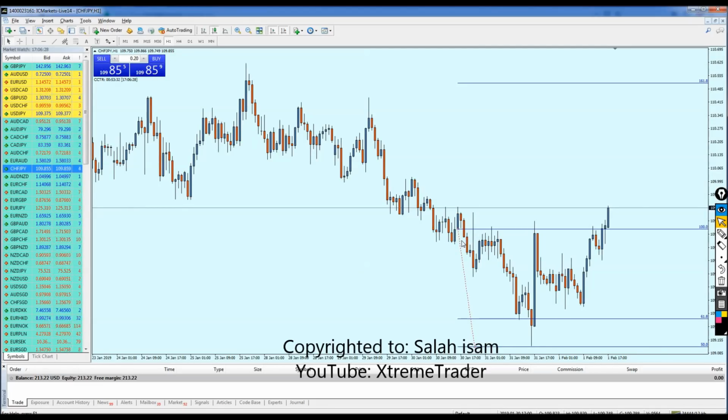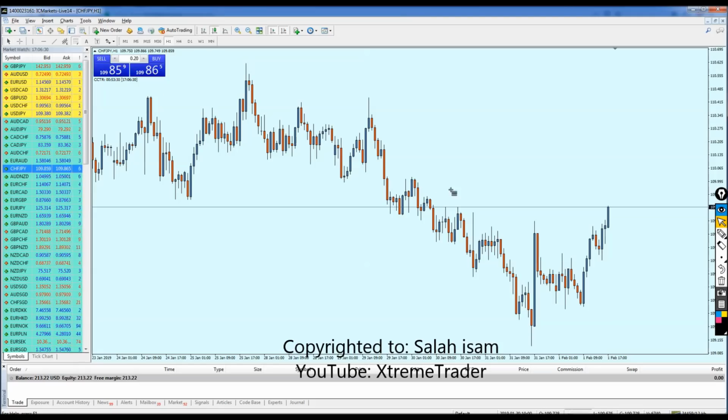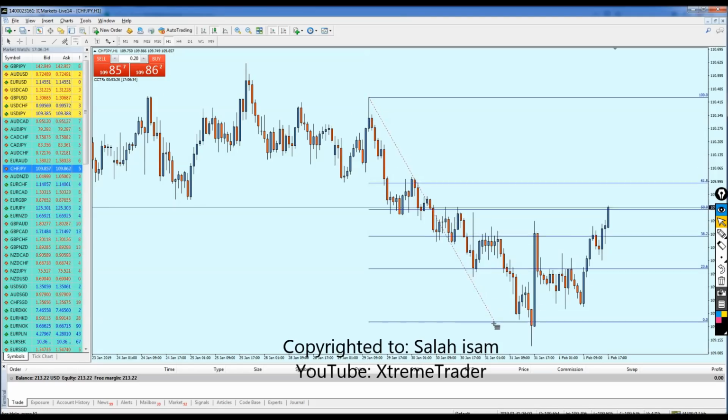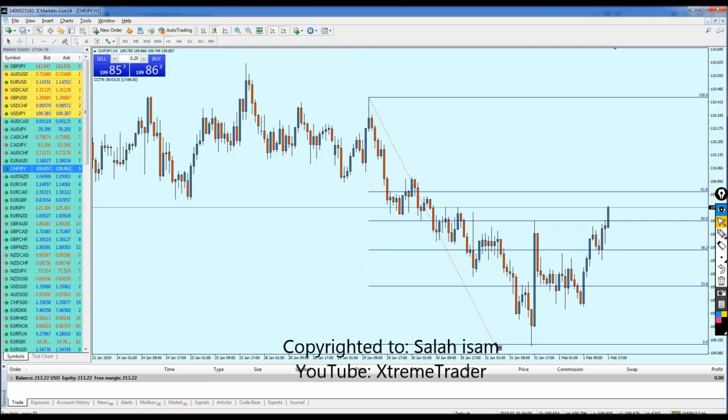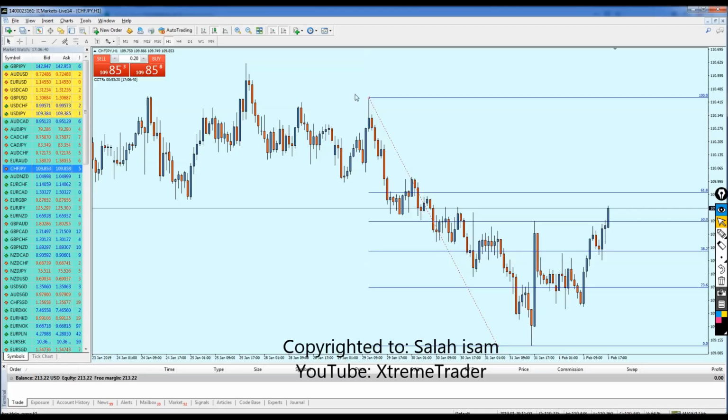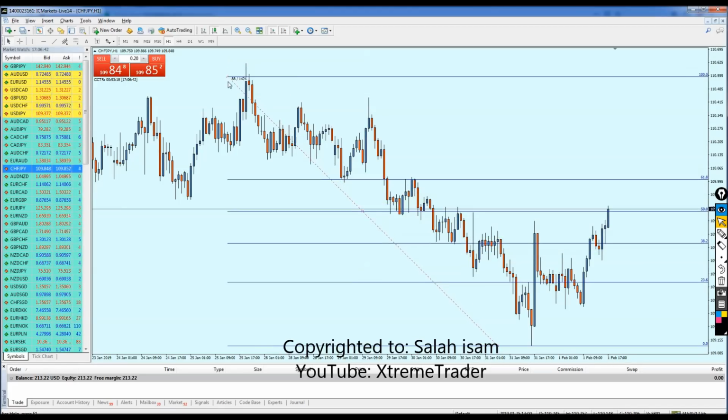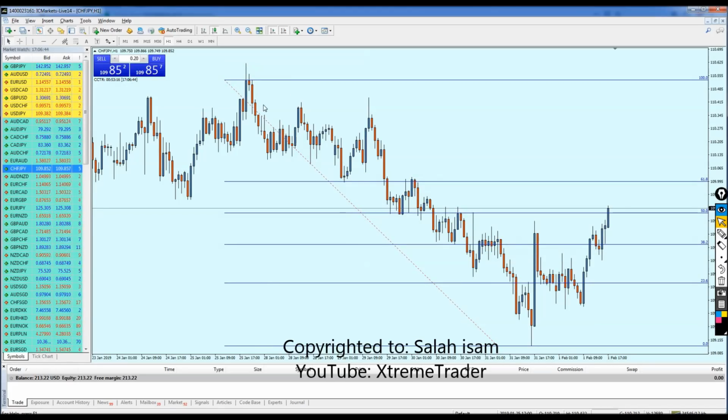CHF-JPY. Let's see this one. If I draw Fibonacci from this high to this low. Now let's check this out. I don't like it. Let me make it here. Yeah, that's making a lot more sense.